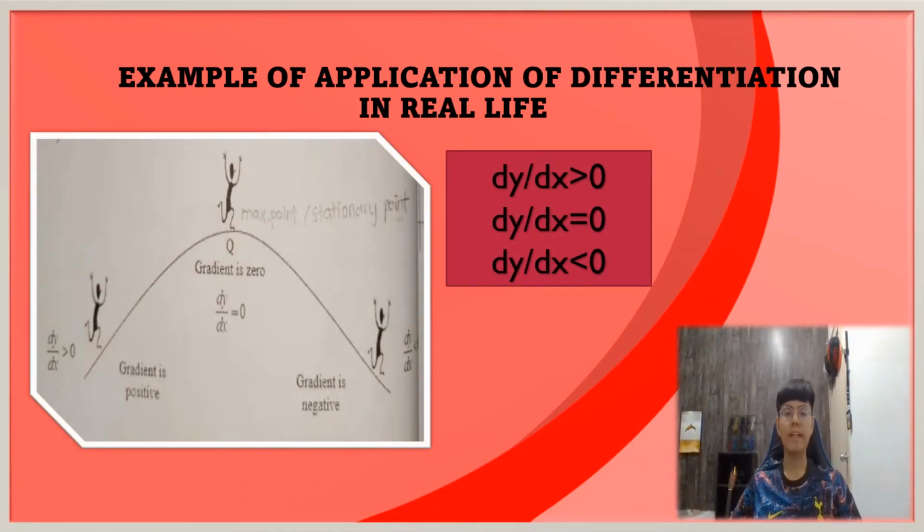Situation 2 is a man going up a hill and then going down a hill. When a man is going up a hill, the gradient is positive, dy over dx greater than 0. And then, when a man has reached the top of the hill, the gradient is 0, dy over dx equals 0. After that, a man is going down a hill and then the gradient is negative, dy over dx less than 0.